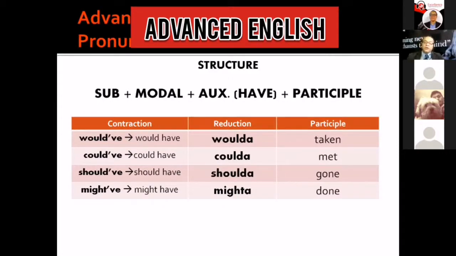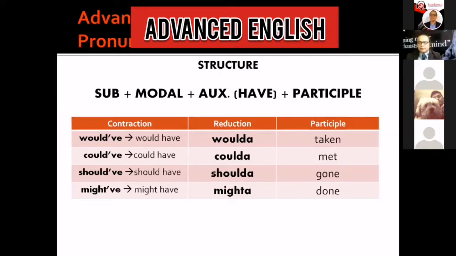So we're going to say, would have taken, would have met, would have gone, would have done. Your turn. Could have taken, could have met, could have gone, could have done. Should have taken, should have met, should have gone, should have done. Good. Might have taken, might have met, might have gone, might have done.